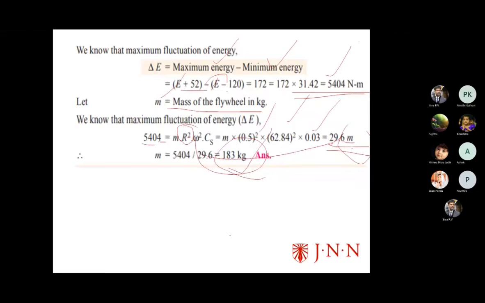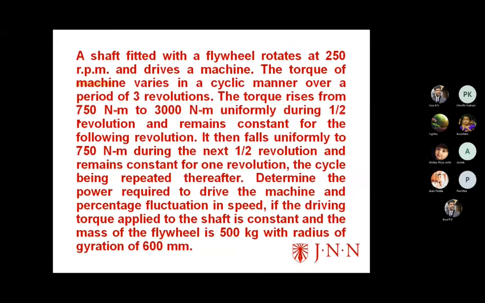This diagram is what will come, and based on this diagram we will solve the sums. Next, a shaft fitted with a flywheel rotates at 250 rpm and drives a machine. The torque of the machine varies in a cyclic manner over a period of 3 revolutions. The torque rises from 750 Newton meter to 3000 Newton meter uniformly during half a revolution and remains constant for the following revolution. It then falls uniformly to 750 Newton meter during the next half revolution and remains constant for one revolution. The cycle is repeated thereafter. Determine the power required to drive the machine and the percentage fluctuation in speed, if the driving torque applied to the shaft is constant and the mass of the flywheel is 500 kg with a radius of gyration of 600 mm.